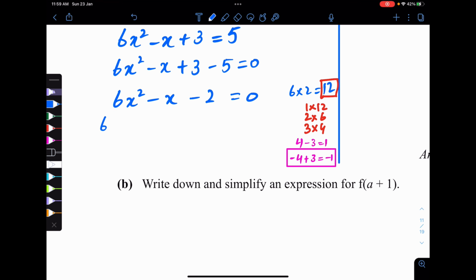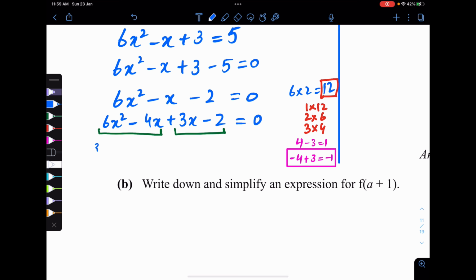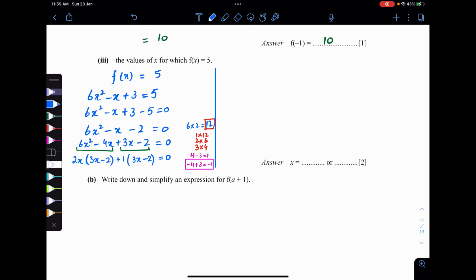So this is going to be 6x squared minus 4x plus 3x minus 2 is equal to 0. Now let's take commons in the first two terms and the next two terms. In the first two terms, we have 2x common. So this will give us 2x times (3x minus 2). And then you have plus 1 common. This is 1 times (3x minus 2). For the next part, you have (2x plus 1) times (3x minus 2) equals 0.